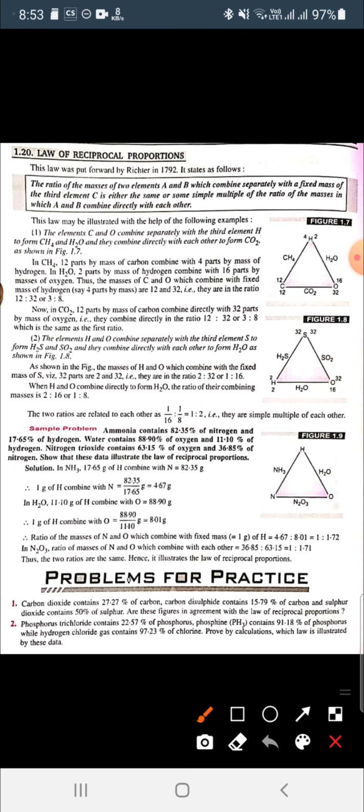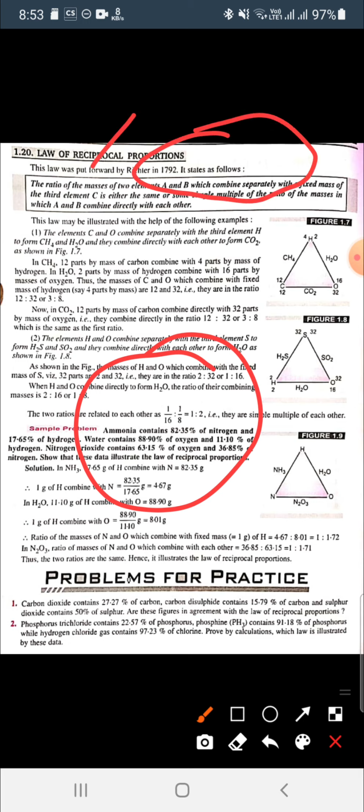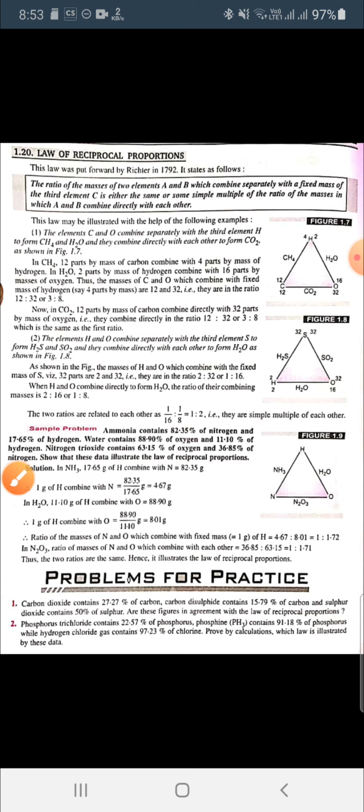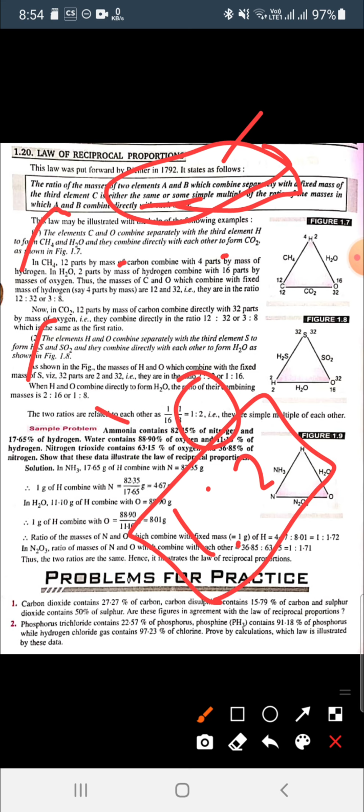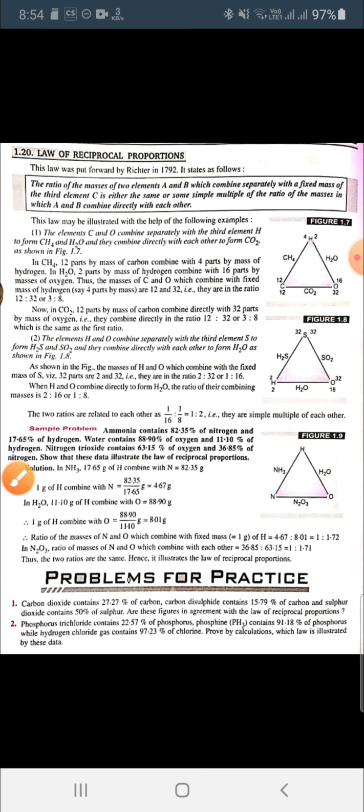So the law of reciprocal proportions always tells us that the ratio of the masses of A and B which combine separately with the third element is either the same or some multiple. So in the first example it is the same, and in the second example they are multiples of each other in the ratio 1:2. So they directly relate to each other. You can see the sample problem here.